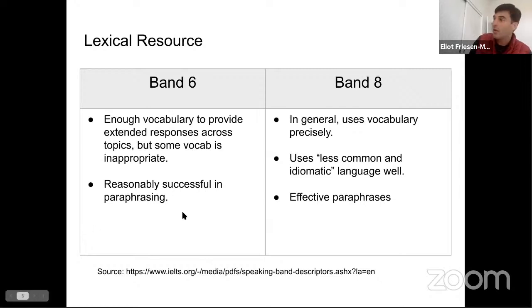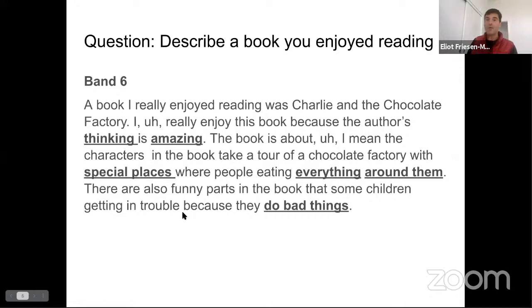These are the concepts. And here I wanted to point out a couple of things that I would underline as being important considerations for lexical resource, all right? So take a look at this. I've underlined a few words and phrases that I think are not very precise, okay? The speaker could have done more if they had more vocabulary ready to go. They probably would have been able to be more precise with their language here. So let's take a look.